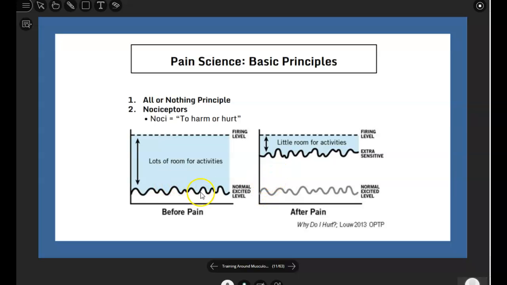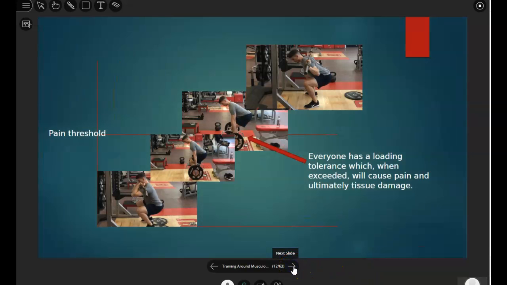Let's say you twist your ankle. Normally walking is non-problematic. But then once you've actually hurt yourself, walking hurts, and maybe the only thing that you can do that doesn't hurt would be just standing. So there's always going to be a pain threshold. There's always going to be some kind of loading tolerance, which when exceeded will cause pain and then ultimately some kind of tissue damage.